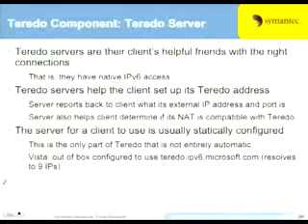The server for the client to use is generally statically configured on the host. That's the only part of Teredo that's not entirely automatic. And for Vista out of the box, it uses some Microsoft servers that Microsoft decided to support Teredo. They just wanted to stand up some servers to help.